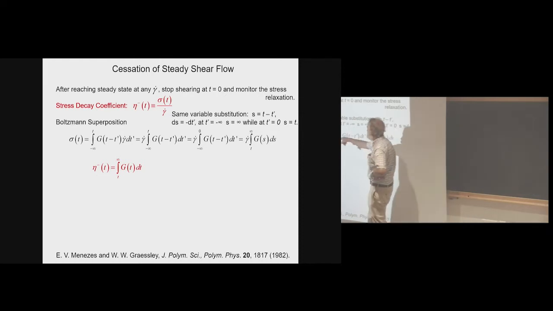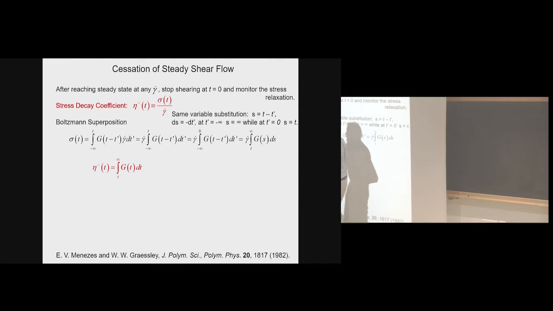And we can, again, do Boltzmann superposition, at least in linear response, right? Same trick. The shear rate was constant. So we can pull that out, but that's only going to be the integral from minus infinity to 0, right? In other words, 0 is defined in this experiment as the time when I started cessation. Beyond 0, the shear rate was 0, and this whole integral is 0, right?